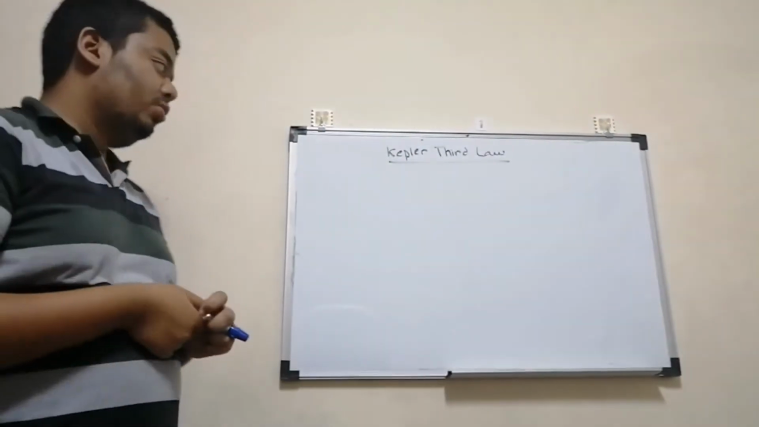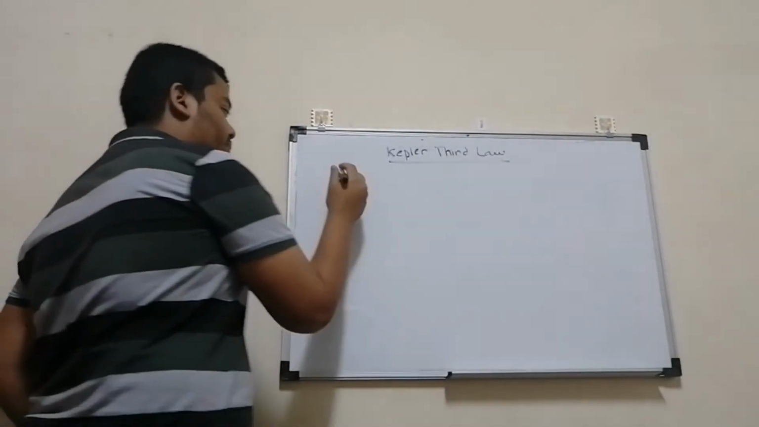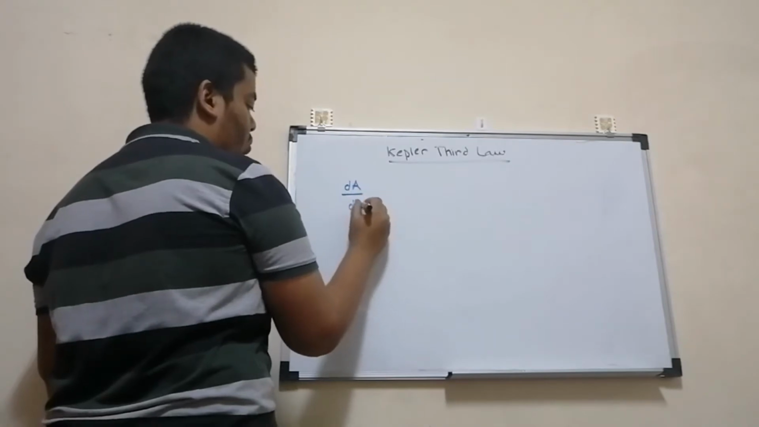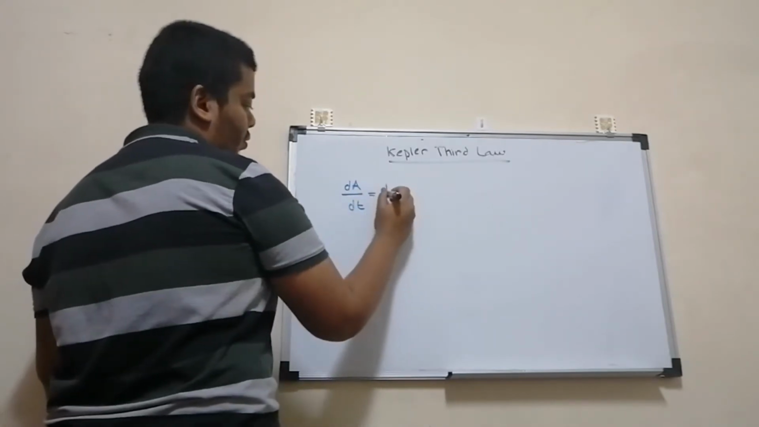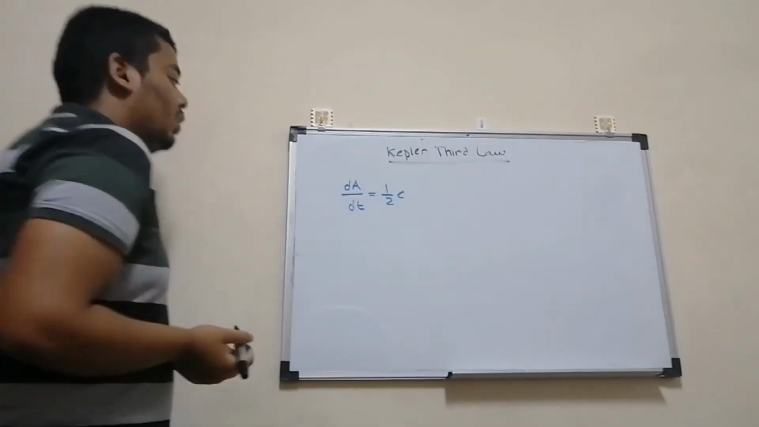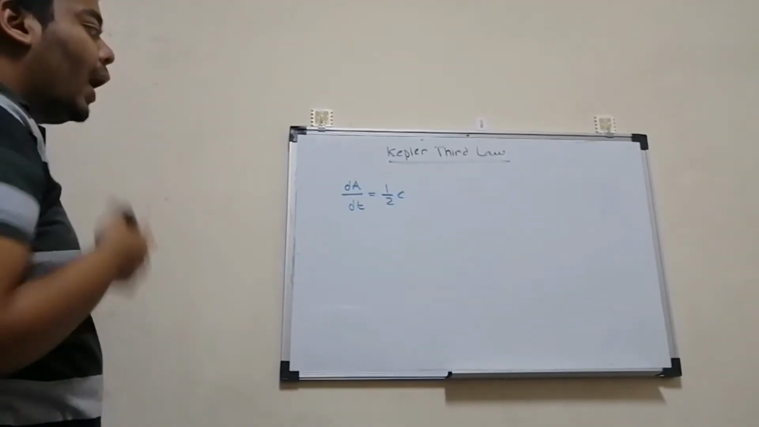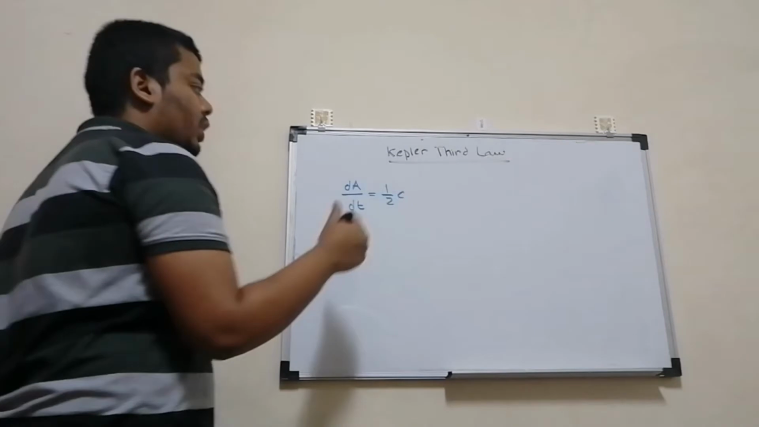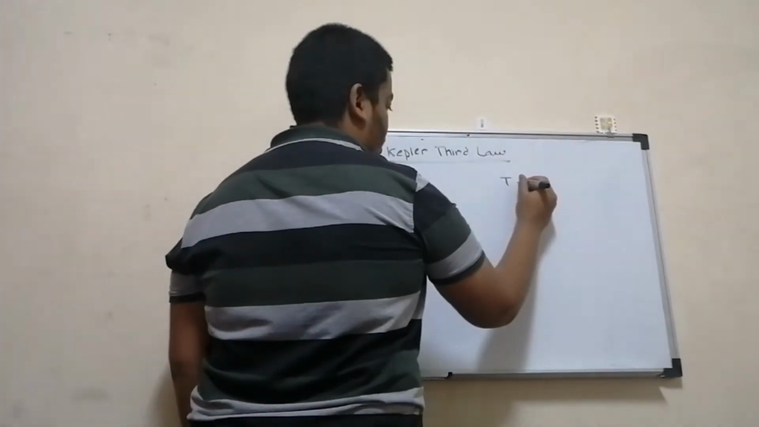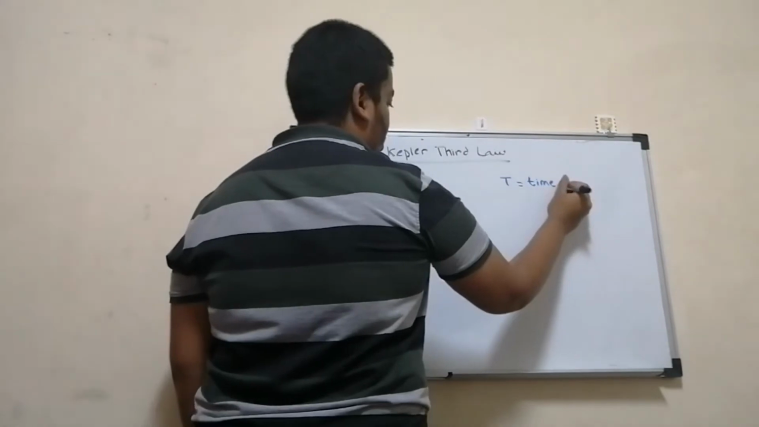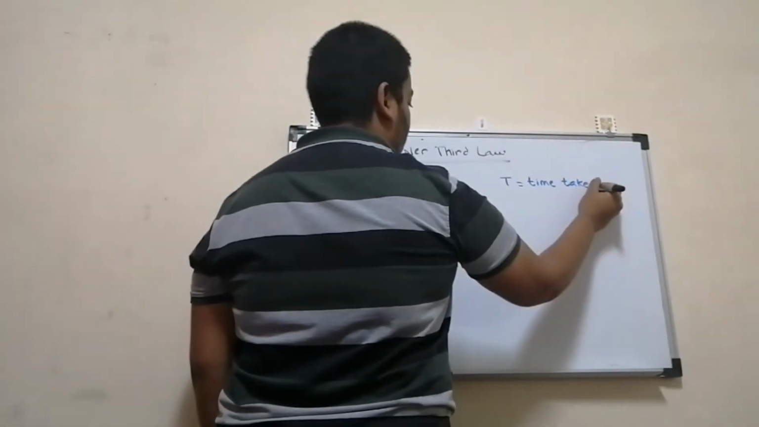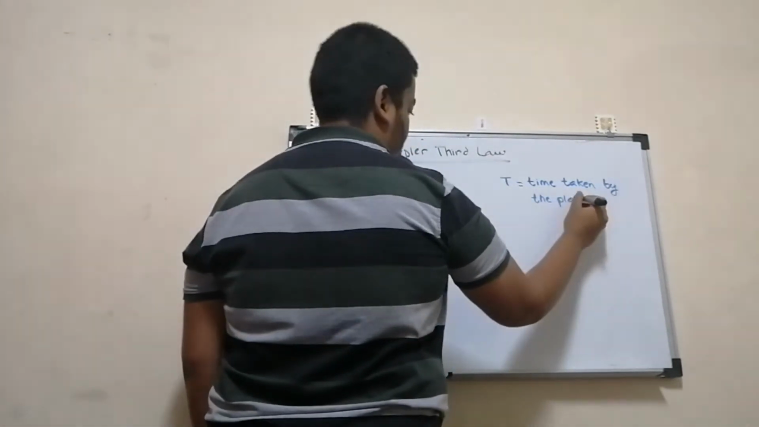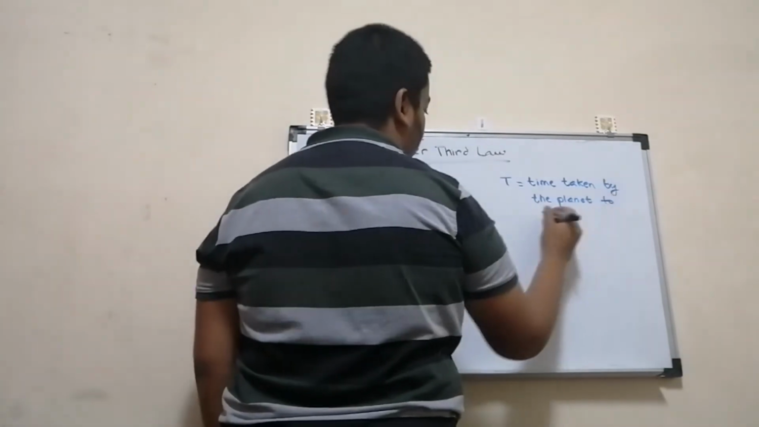Okay, perfect. So from my second video, if you remember, the rate of change of the area swept by the planet was constant, 1 upon 2c. Now, let's say that I want the time that's taken by the planet to complete one whole revolution. So T is the time taken by the planet to complete one revolution.